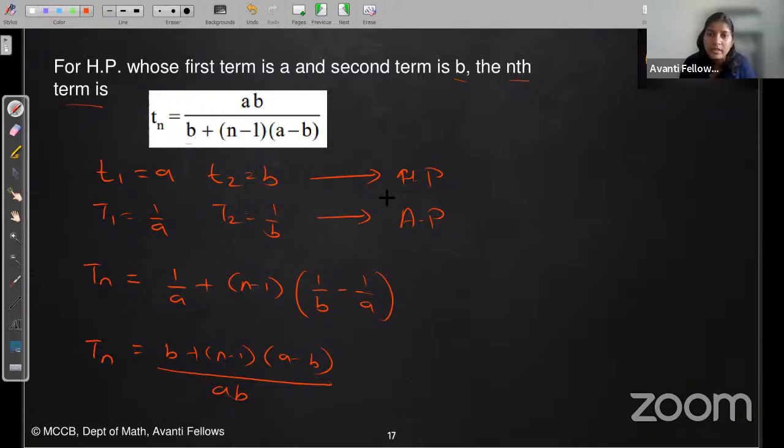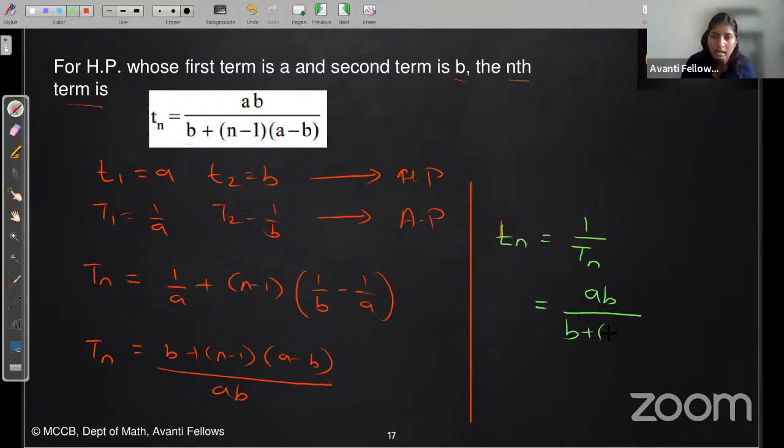So what will be the nth term of HP? It's the reciprocal of the AP. So Tn will be equal to 1 by the nth term of AP, which will be A into B divided by, just taking the reciprocal of this, B plus (N minus 1) into (A minus B). So whenever the first and second terms are given and you know the number of terms, you can find the nth term of the HP. This is the formula that you can make use of.